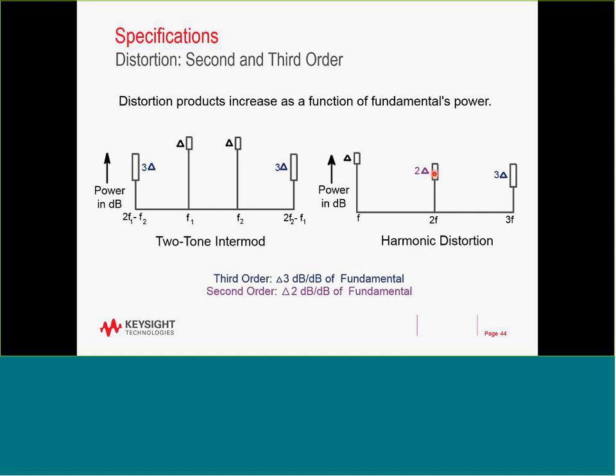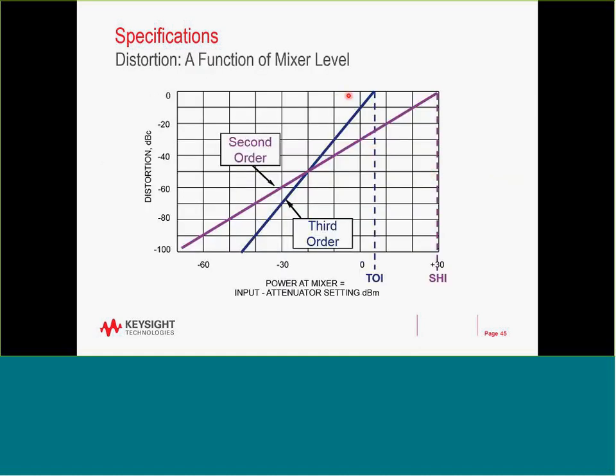So if we map that to the graph we had before, you have the third order curve, which has a slope of 3, telling me that if I hit the mixer with a signal of minus 30 dBm, I'll have internally generated third order for the spectrum analyzer at minus 70 dBc. And I would have second order signal created by the mixer of the analyzer at minus 60 dBc. So I would like to hit the analyzer with the minimum power at the mixer, otherwise I'll have the maximum distortion.